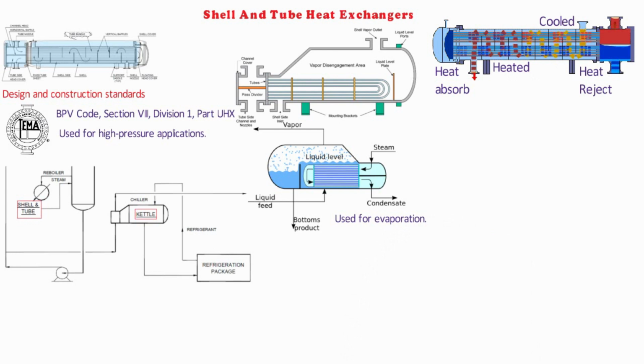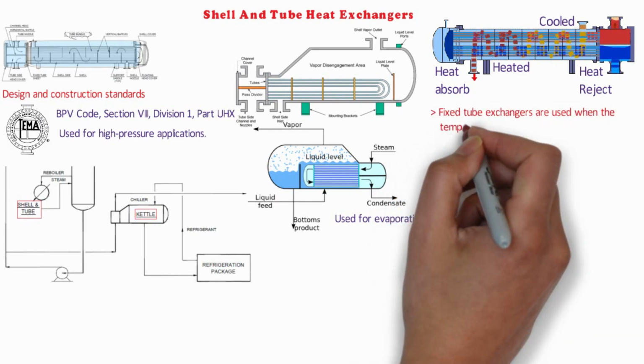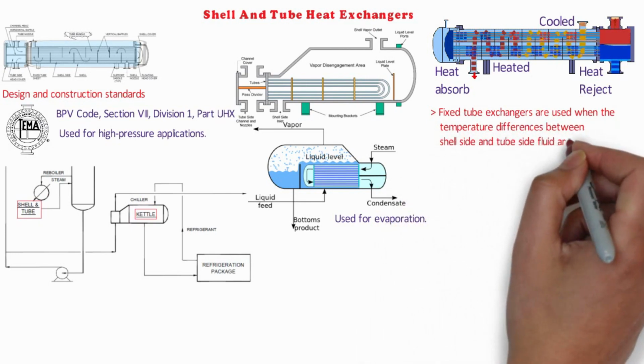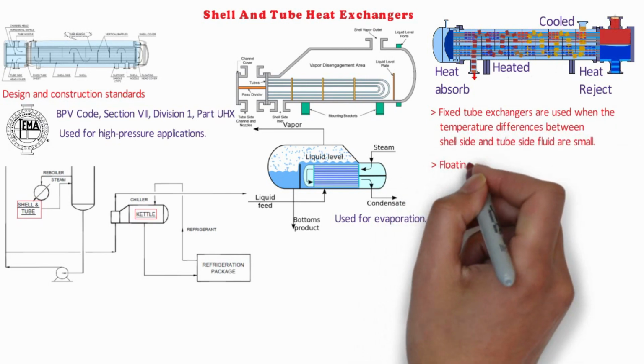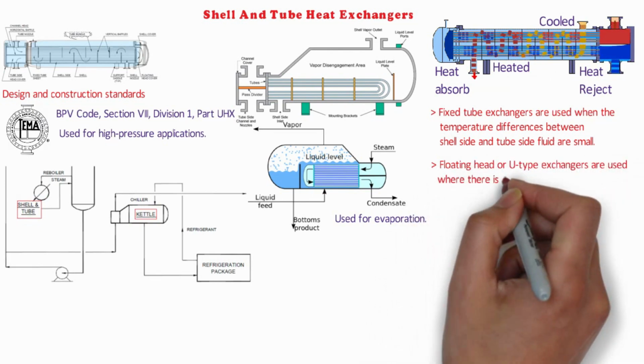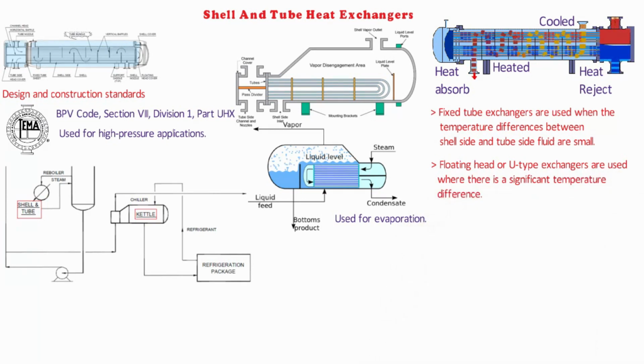There are two types of heat exchangers on the basis of application. First is fixed tube exchangers, which are used when the temperature difference between shell side and tube side fluids is small. Second is floating head or U-type exchangers, where there is a significant temperature difference between the two. A floating tube bundle is one where the tube plates are not welded to the outer shell.